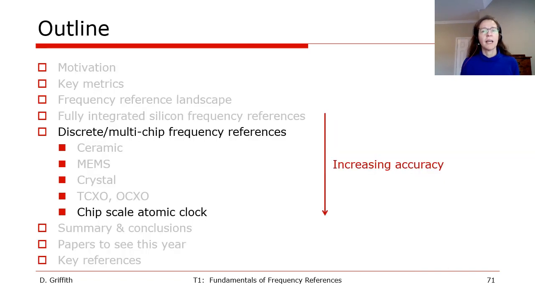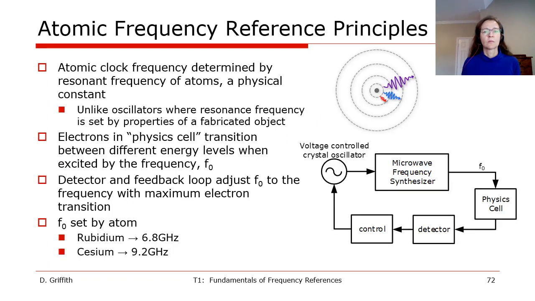So now we've reached the last section of frequency references that I'm going to introduce today, and that is the atomic clocks, particularly the chip scale atomic clocks. So atomic clocks are different from the frequency references presented so far. The previous oscillators have had their frequencies determined by the properties of some fabricated object, such as the sheet resistance of a polyresistor, the size and shape of a MEMS resonator, or the dimensions of a quartz crystal. Atomic clocks, on the other hand, have their frequency determined by the resonant frequency of atoms, which is a physical constant.